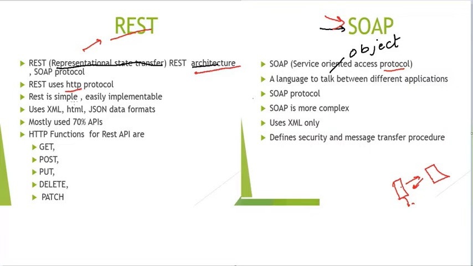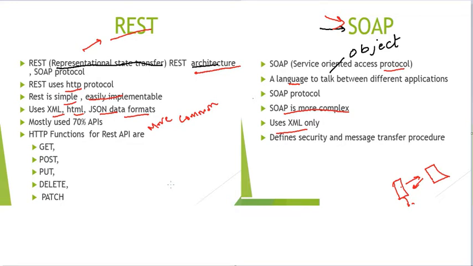The next is that REST is very simple. It's very easily implementable, and it's a very easily extendable kind of architecture. It can use XML, HTML, JSON data formats, whatever. Whereas SOAP, as I told before, is a protocol. It's just a language you talk between different applications. But it is more complex than REST, and it uses XML only. REST is more common, and in 70% of the APIs these days we are using REST based APIs.